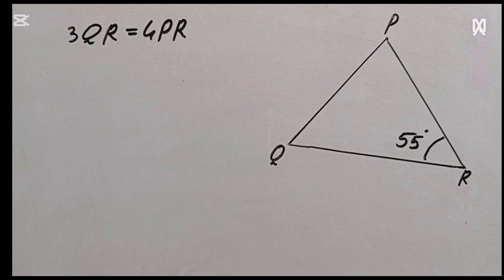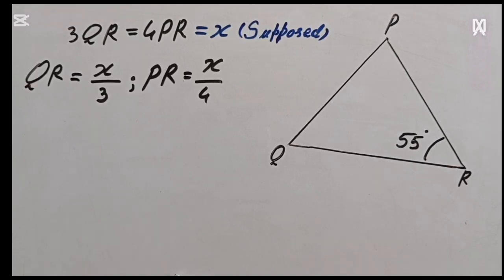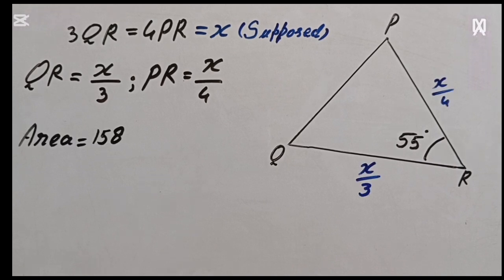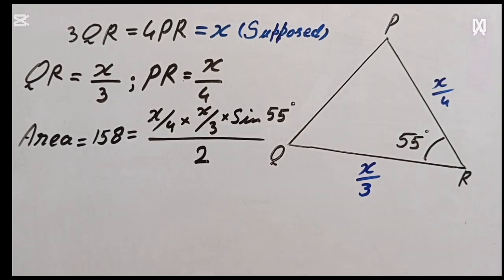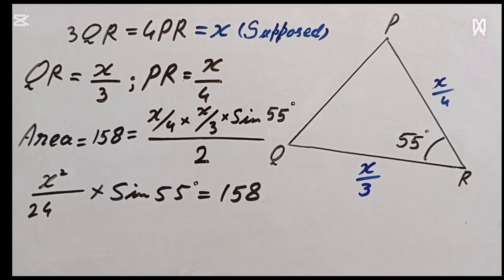We suppose that this is all equal to x. This way, QR is equal to x by 3 and PR equal to x by 4. Here, area of the triangle is given as 158. Now, applying the formula for area of the triangle PQR, we solve this equation to find out the value of x, then the value of QR, means the length QR. X square by 24 multiplied by sine 55 equal to 158.